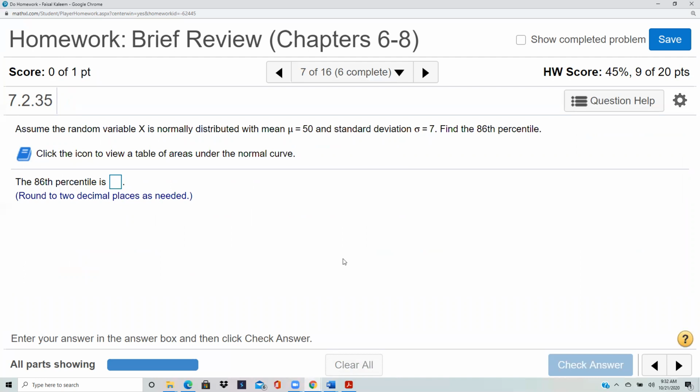Okay. Find the 86th percentile. So let's see if you remember the idea of a percentile. Let's say your height among the females of your age is in the 86th percentile. What does that mean? It means that my height is a pretty average height among people my age. It's more than 50%. 86th percentile means it's average?